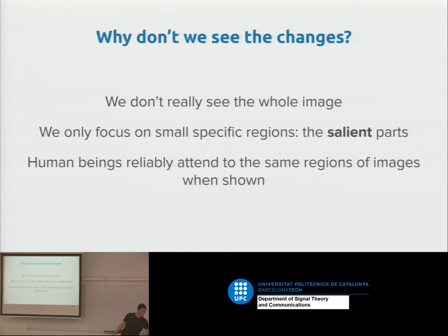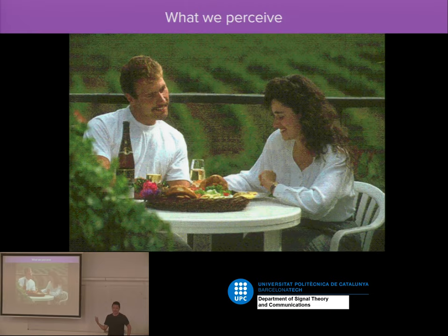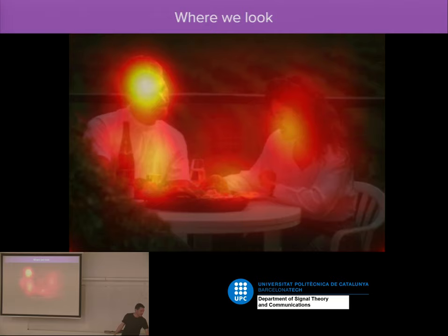So when we look at an image like that, what we perceive, or what we think we see, is the whole image, all the pixels in equal resolution. That's what we think we see. Where we actually look, if you put an eye tracker on us, is where these heat maps are here. So we're looking at the faces and things like that. We're looking at faces, interesting things, and what the people in the image are actually looking at as well. That's the other thing that our attention gets drawn to.